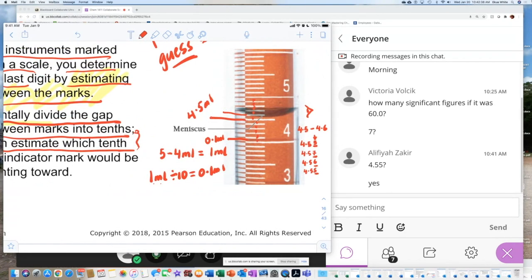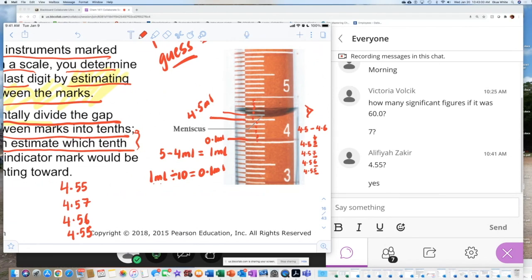I'm out of space on the right. So we know how to round numbers from math, right? If you've at least had math, you know how to round numbers. So I'm going to write this here. 4.56, 4.55. Okay. So in rounding numbers, we are rounding off the estimated number, not the numbers that were certain.